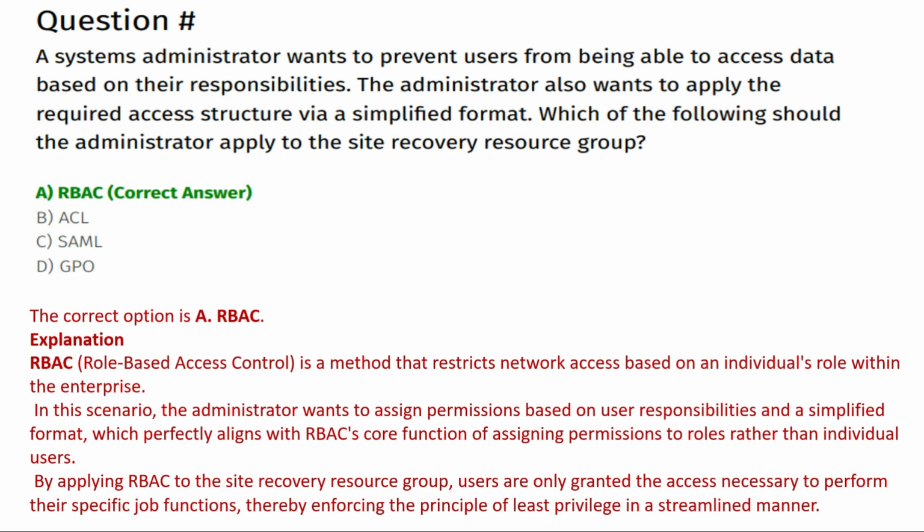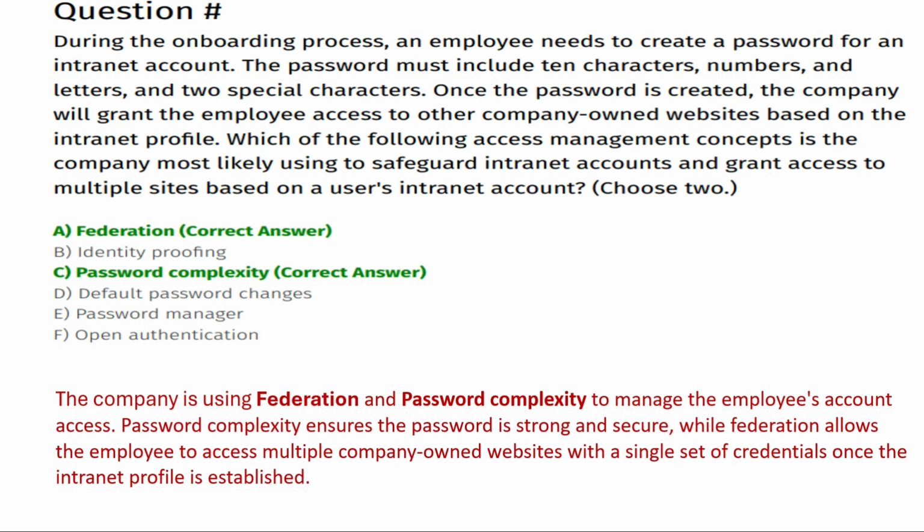So let's move to the next question. The next question is, during the onboarding process, an employee needs to create a password for an intranet account. The password must include 10 characters, numbers and letters, and two special characters. Once the password is created, the company will grant the employee access to other company-owned websites based on the intranet profile. So which of the following access management concepts is a company most likely using to safeguard intranet accounts and grant access to multiple sites based on a user's intranet account? Choose two out of these options.